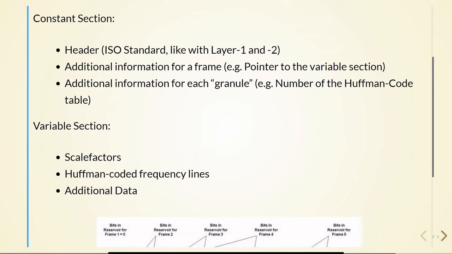It starts after the Huffman coded bits. And the distance between the end of the Huffman coded bits and the location in the bit stream where the next frame's main data beginning points to is the number of ancillary bits.